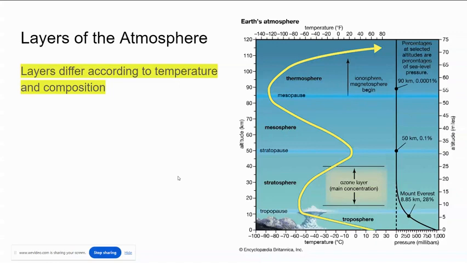All right, layers of the atmosphere. So why, it doesn't look like there's layers, right? Look up in the sky. I don't see any layers. It's actually according mainly to what's happening there, but it's also the temperature.